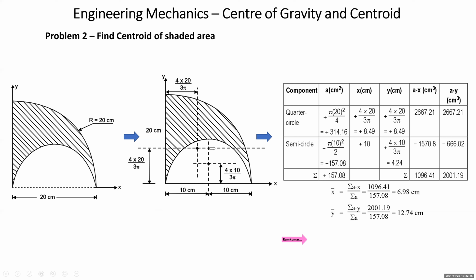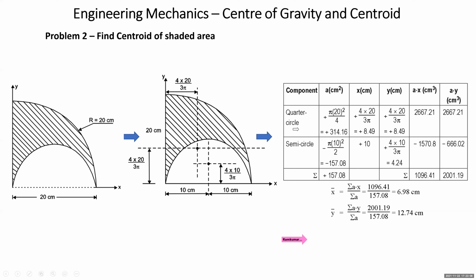For the semicircle, one centroidal axis is its axis of symmetry. Axis of symmetry means what? 20 is the diameter of the semicircle, 10 centimeter from each side. And then the other centroidal axis of the semicircle will be 4r upon 3 pi from the base. 4 into r upon 3 pi, where r is the radius of the semicircle, which is 10. This way, we have marked the centroid of both the components.